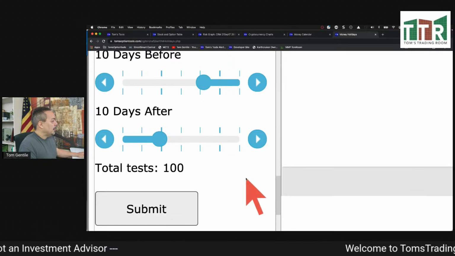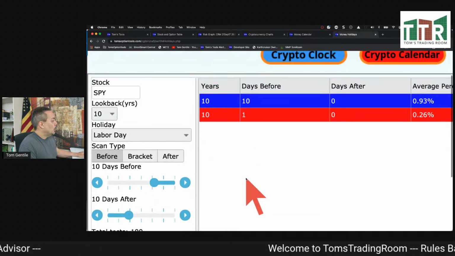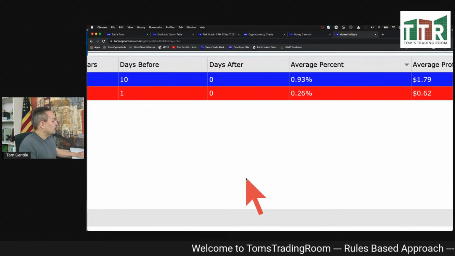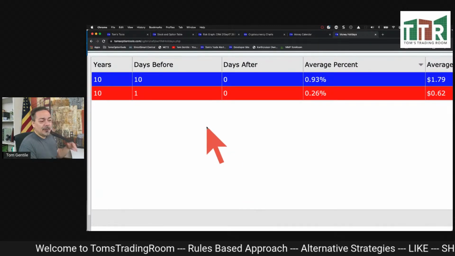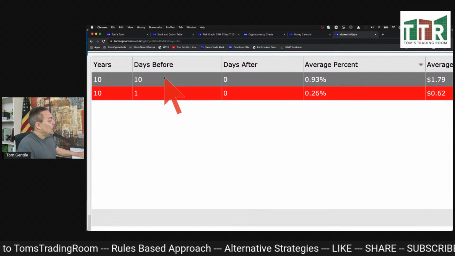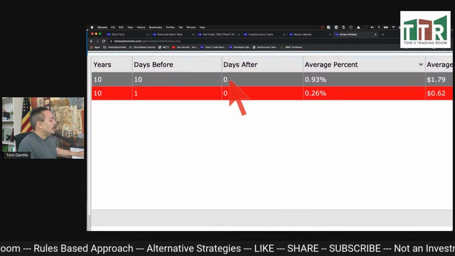It's that easy. Did we get anything? Wow, I got a bearish and I got a bullish. Okay, so this tells me when I see a bearish, now 10 days before, but then 0 days after.